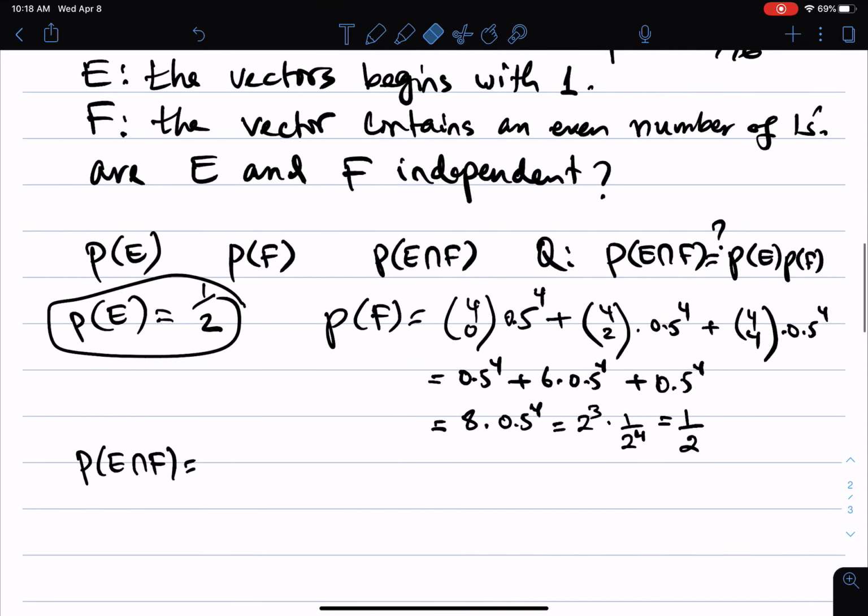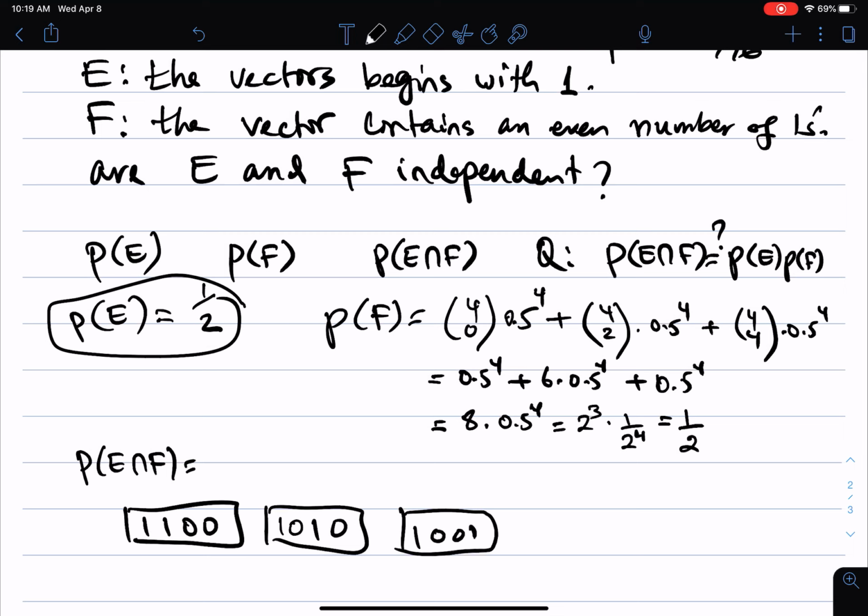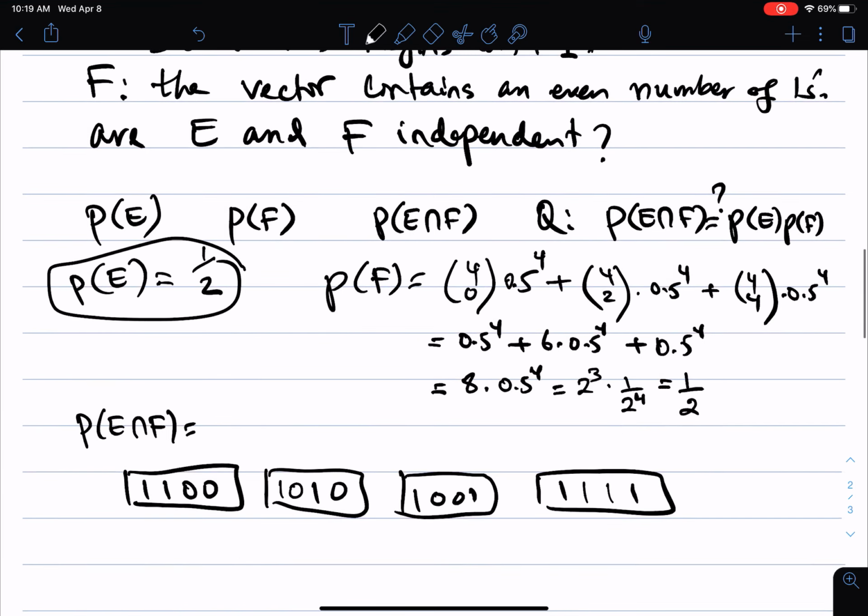They are, if you start with 1 and an even number of ones, you can have 2 ones, in which case you can have 1, 1, 0, 0, or 1, 0, 1, 0, or 1, 0, 0, 1. These are the vectors that have 2 ones in them, and the very first element is 1. Or you can have 4 ones, in which case you have to have this. So there are really 4 of them, and each one of them appears with probability 1 over 16. So 4 times 1 over 16 is 1/4.